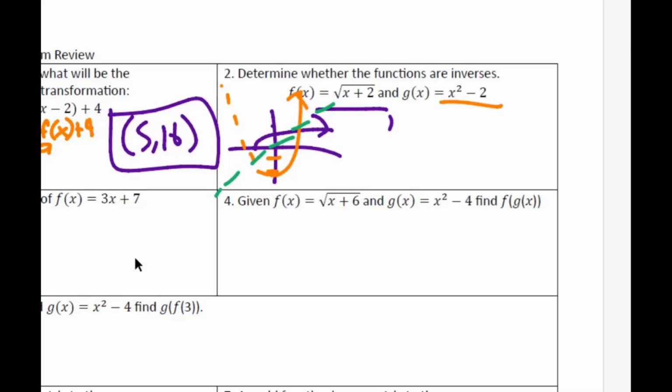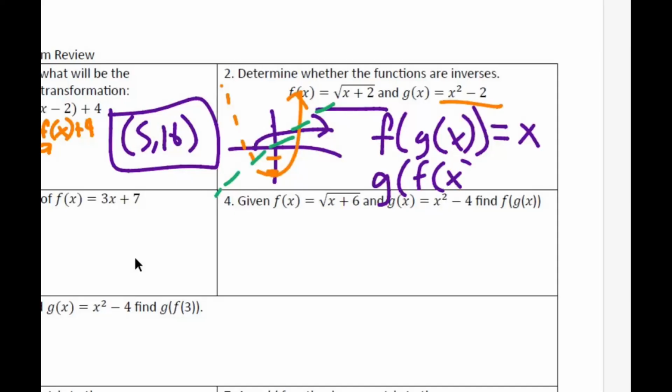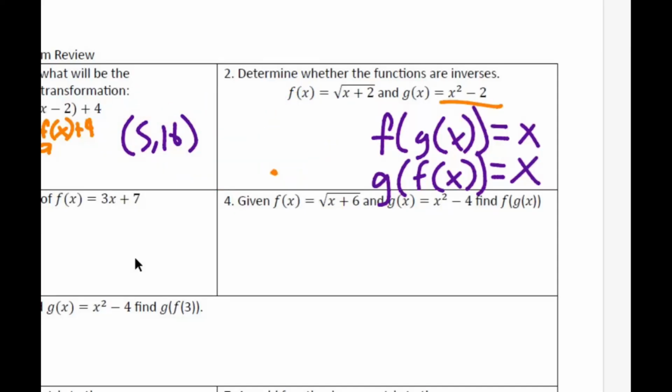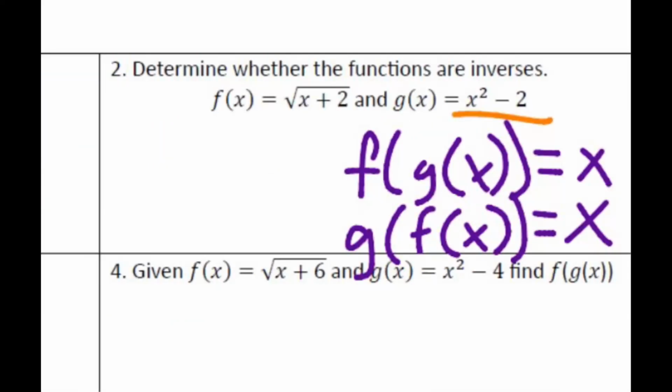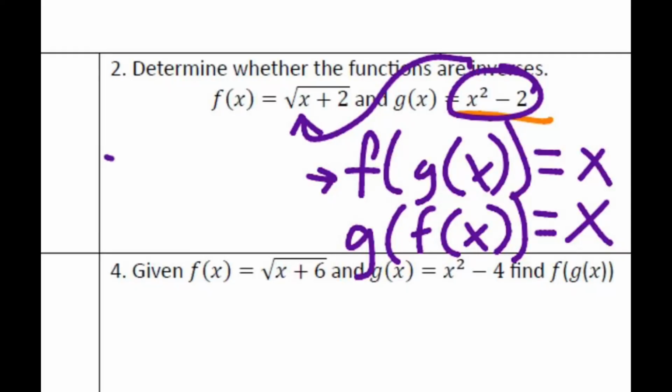The other way we could have done this, we could have evaluated the composition, and these would have to equal x. So I could do that, and I can do this, and they would have to equal x. So let me just show you what that would look like real quick since we're on it. So composition of functions, start with the inside. So I'm going to take all of this. Let's do this one real quick. I'm going to plug all of that in for this guy. So I'm going to write this out. So x squared minus 2.